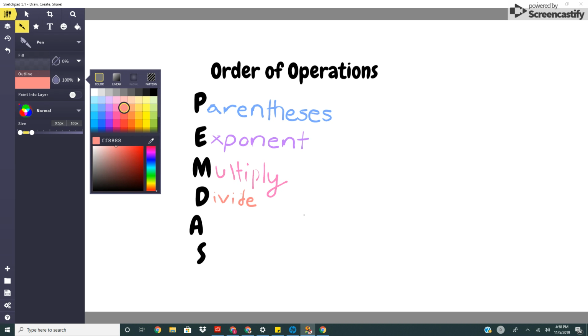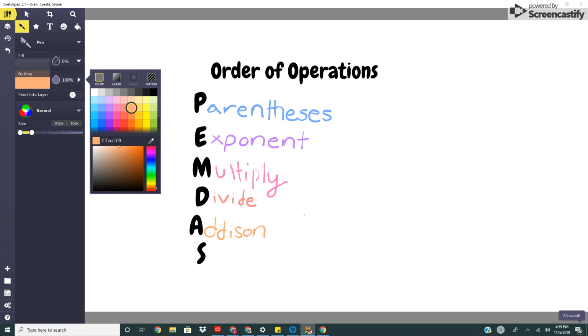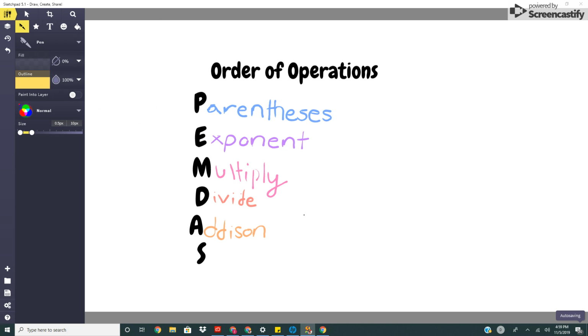Same for A and S. A stands for addition, S stands for subtraction. Keep that in mind when you're doing those. You go from left to right. It doesn't always have to be addition, then subtraction. Next, I think I'm going to do orange. Last one is subtraction.